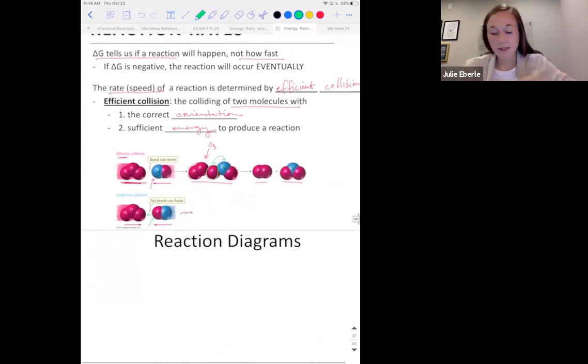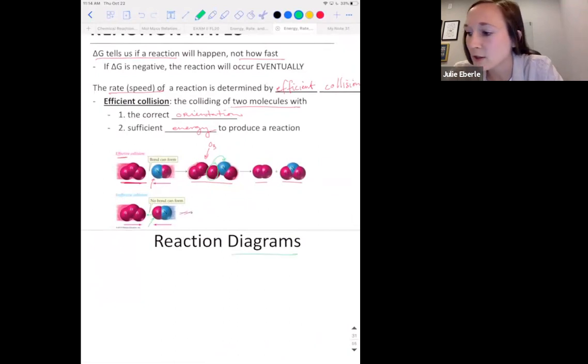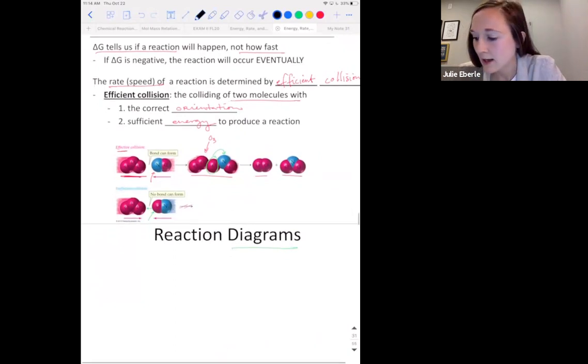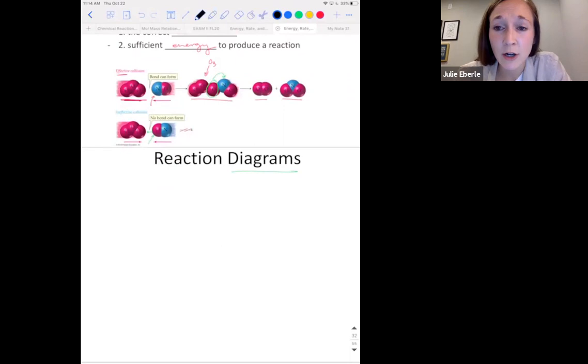But to understand reactions and reaction rates, we're actually going to get into something we call reaction diagrams. So I'm going to draw an example of a reaction diagram. You need to know how to draw these for the exam. So draw this out with me. Any reaction diagram that we're going to look at is a plot of the reaction on a graph. We're going to look at how reactions happen from a graph standpoint.